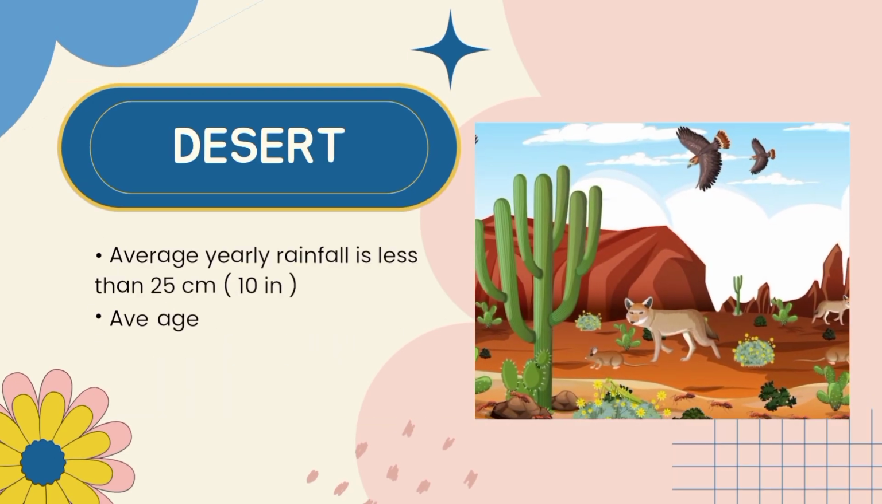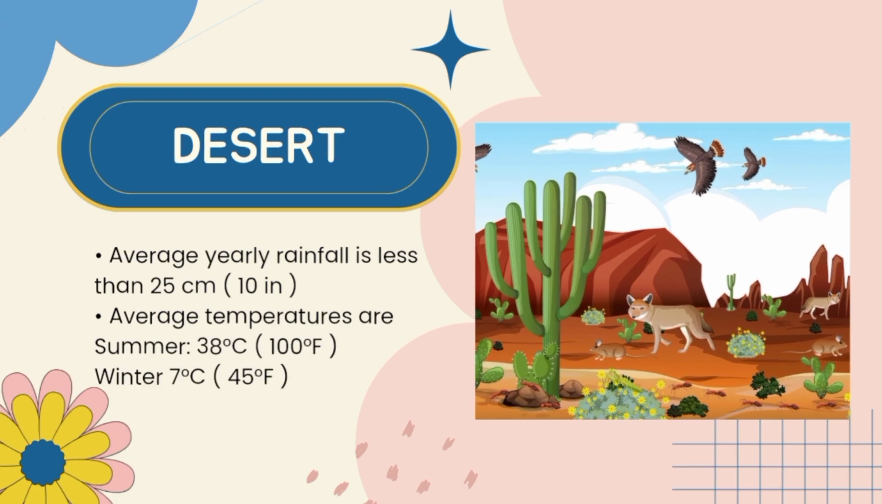Now, this might be a very common one, which I'm very sure you've already heard about many times, but we'll talk about deserts. As we already know, it receives really little rain, roughly around 25 centimeters or 10 inches of rain yearly, and the temperature goes around 38 degrees Celsius or 100 degrees Fahrenheit in the summer, while in winter it's 7 degrees Celsius and 45 degrees Fahrenheit, which is mostly a very dry place, resulting in not many species being able to live there.